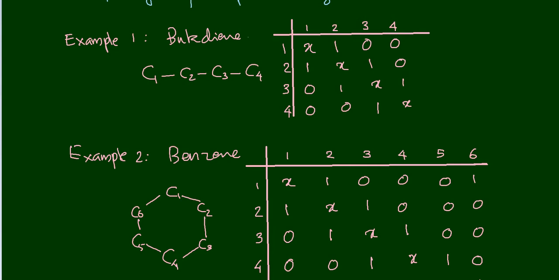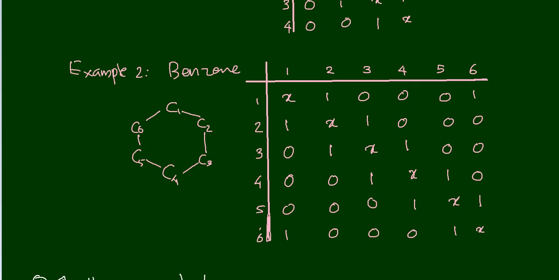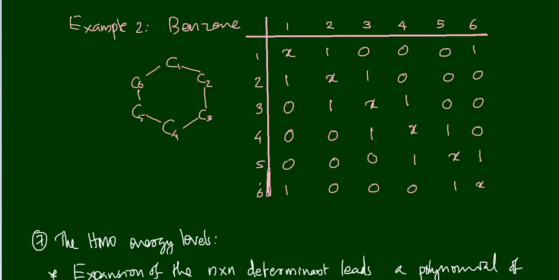Now let us look at the example of benzene. This is more tricky. This is a cyclic molecule, not linear, so you should be very careful. First, let us draw the skeleton: C1, C2, C3, C4, C5, C6. C1 and C2 are connected, C2 and C3 are connected, C3 and C4, C4 and C5, C5 and C6 are connected. In addition to that, C6 and C1 are connected. That's why it's a ring. So you should be very careful while filling the elements of the Hückel determinant.